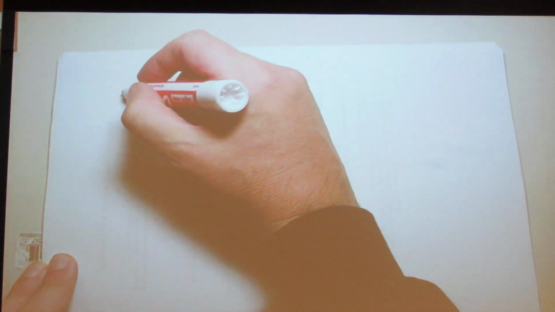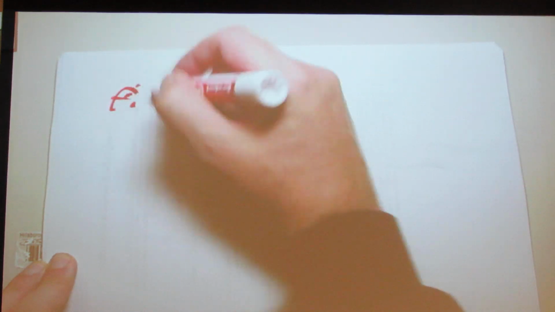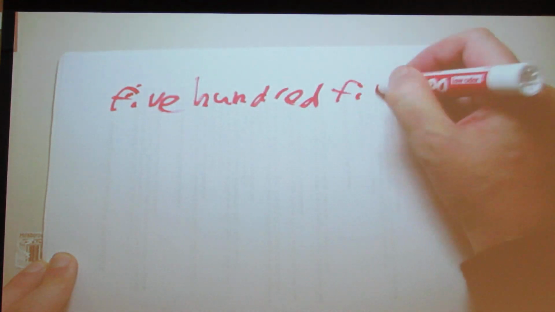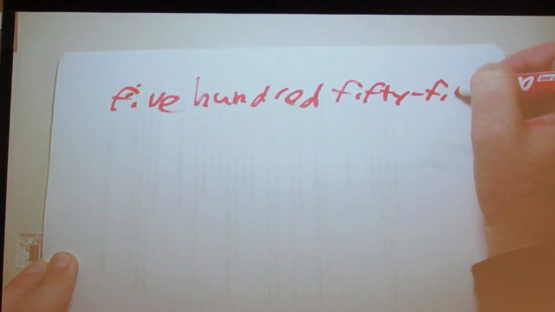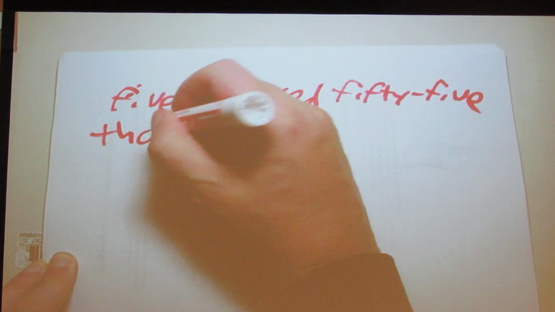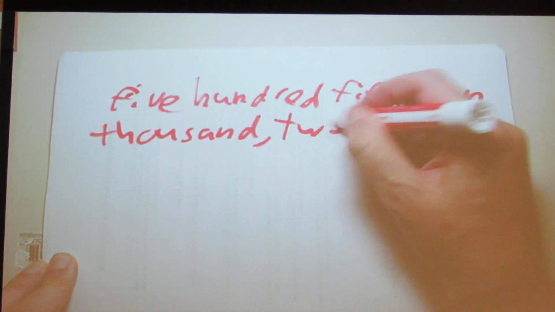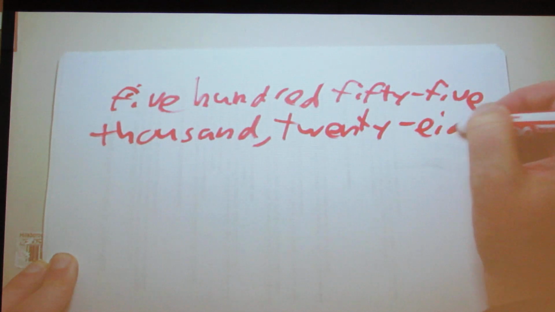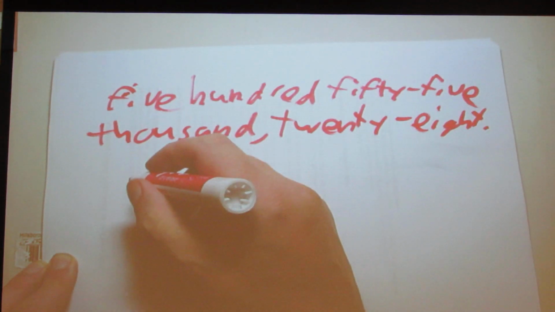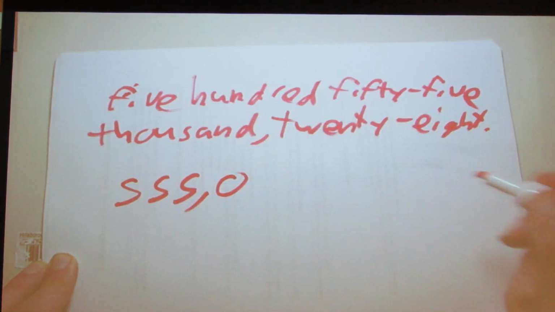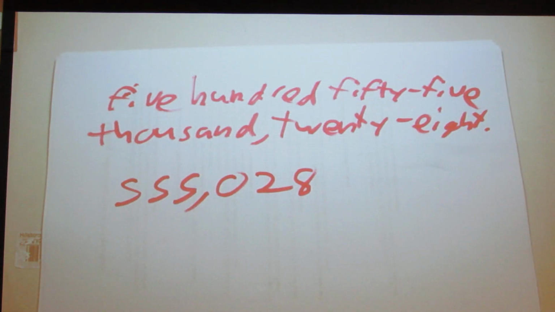The next type of question is going to write out the number. So let's say it says 555,028. So here you would have 555,000. We don't have any hundreds, and it is 28.